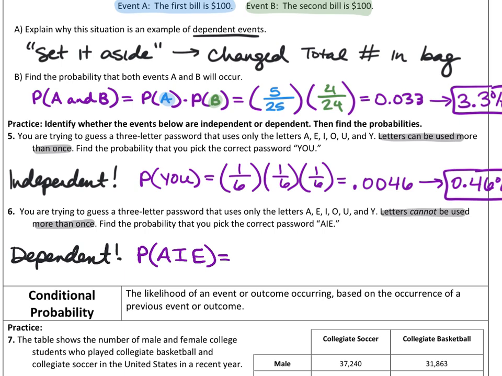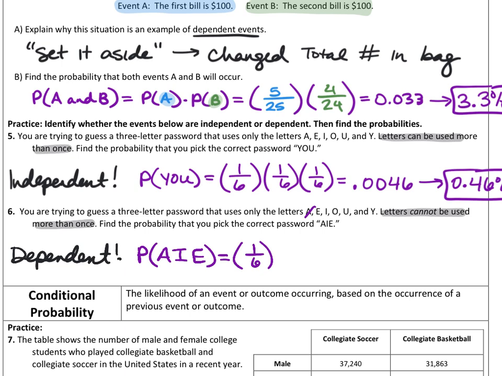Okay. The first time I pick a letter, I want it to be A. How many A's do I have in that list of letters? 1 A out of how many letters total? 6. Okay, then we can't use A anymore, so we cross it out because it says we can't repeat it.